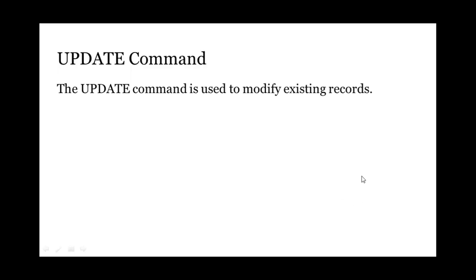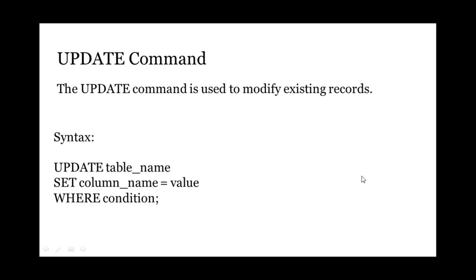We will now move to the next command, that is update command. Update command is used to modify existing records. We will see the syntax for update command. So as per the syntax, we can see here we need to write update command name, and then we need to provide the table name. Then there is one parameter, that is set column name is equal to value, and there is a condition, where condition we need to provide. We will see the example of this update command.